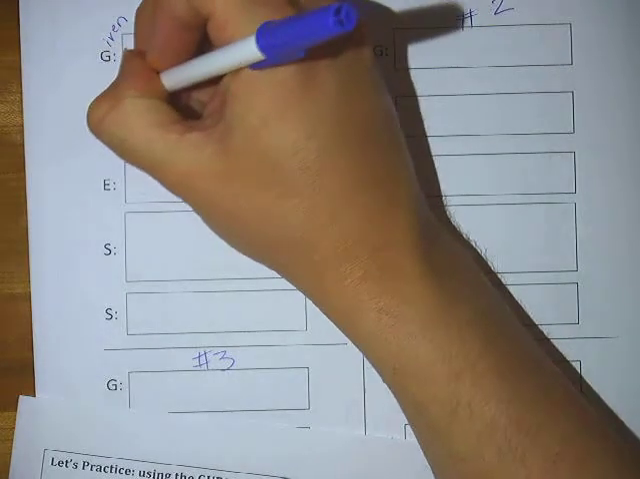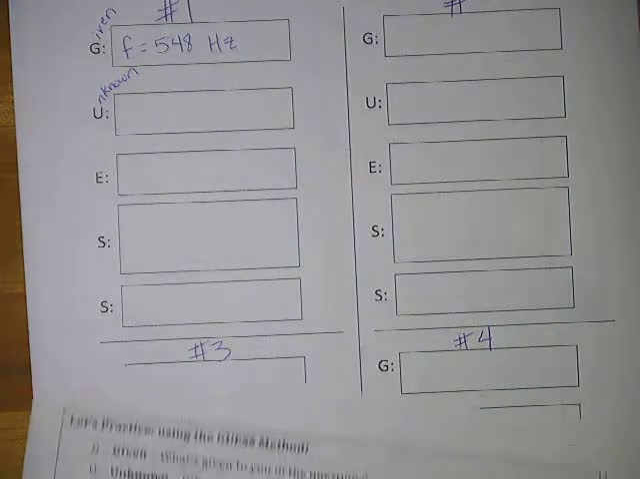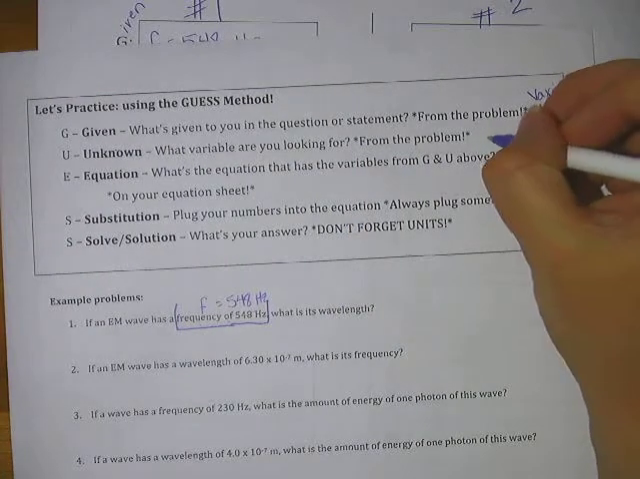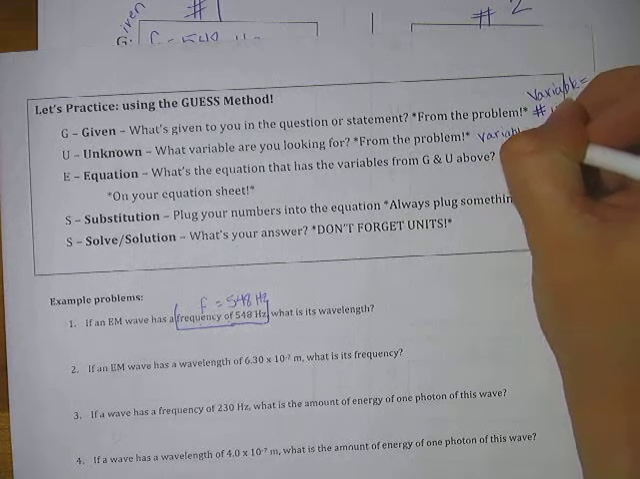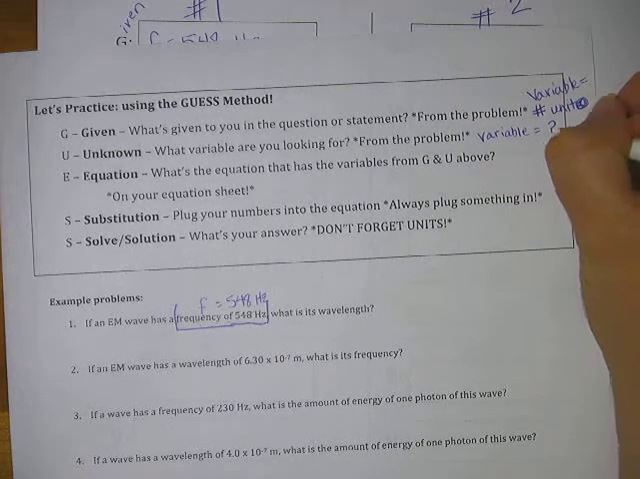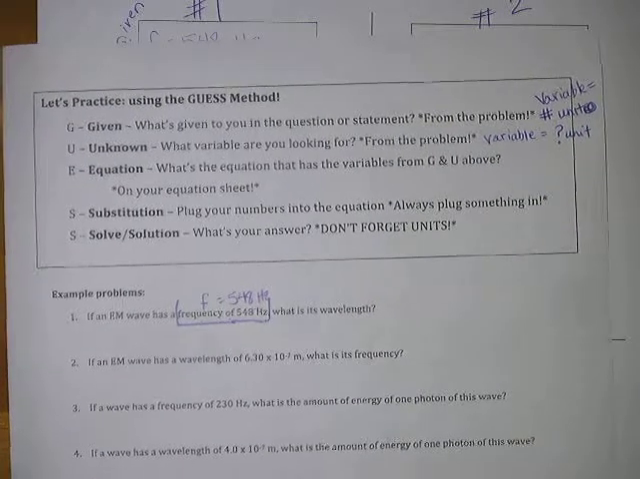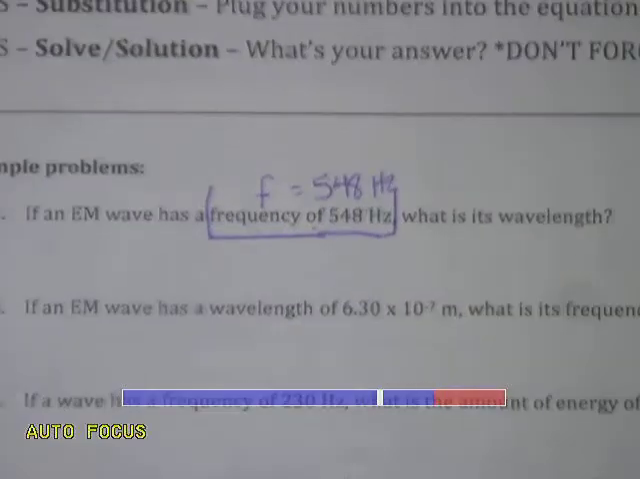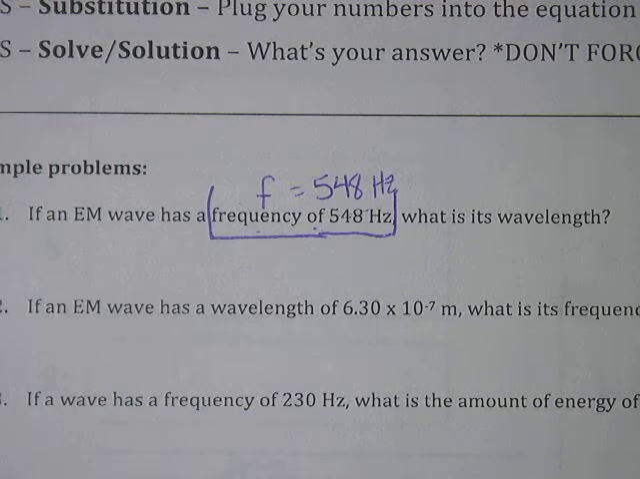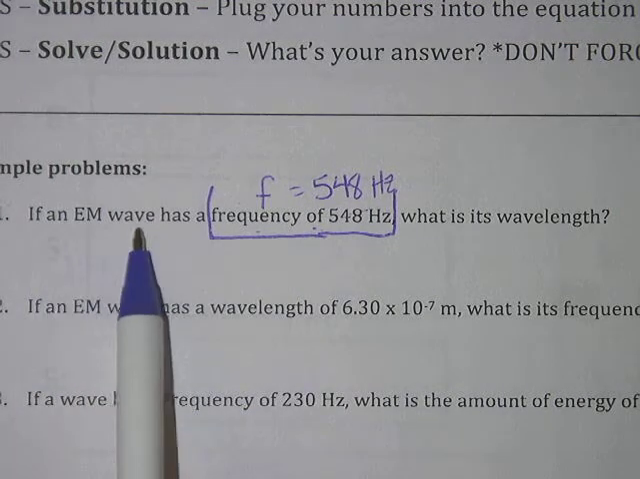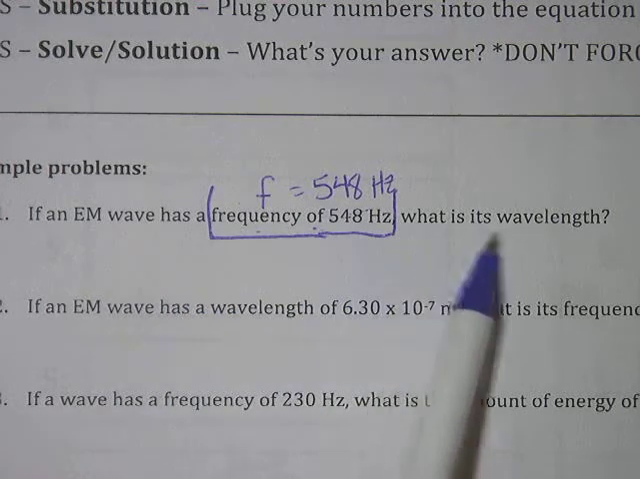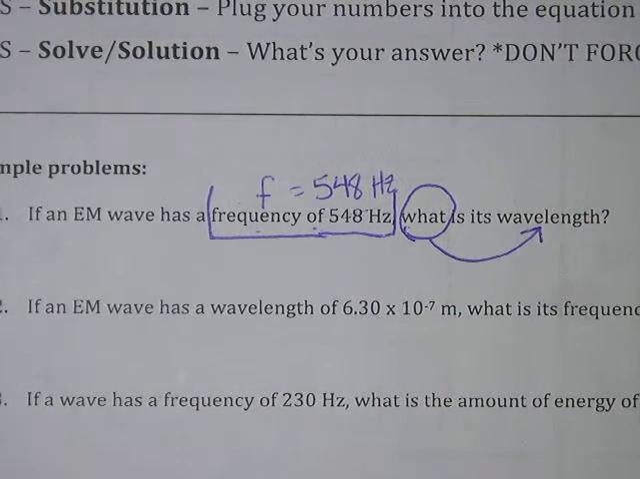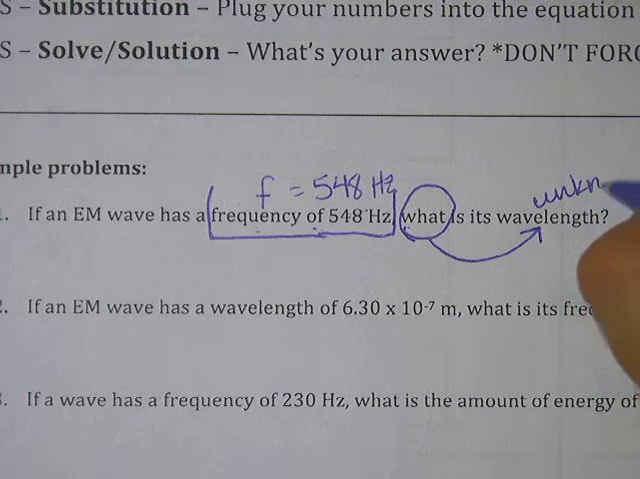The U box is the unknown. It is what variable we are looking for from the problem, and it's always going to be a variable, and we're going to write it as the variable equals some question mark and then whatever unit it is supposed to be. So when we read number 1, we have to find your question word. Think back to what they would tell you in like 1st or 2nd grade. Find your question word. If an EM wave has a frequency of 548 hertz, what is its wavelength? Oh, here's my question word. What are they asking me for? Wavelength. So this is my unknown, wavelength.